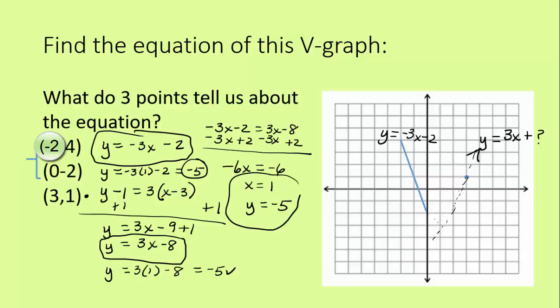So this seems to be our vertex. Let's try it. Over 1, down 5. Let's get rid of some of these dotted lines and see if we can clean this up a little bit. Okay, so if we've done this correctly, that should be the vertex right there. And it does look lined up pretty well. Yeah, that looks great. I'd say we have found our V-graph.